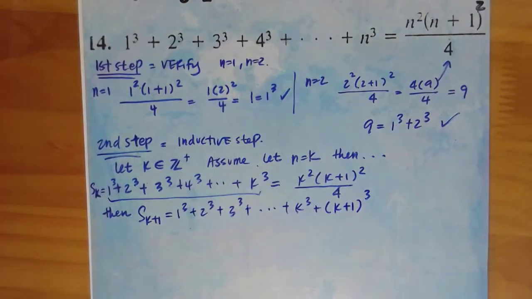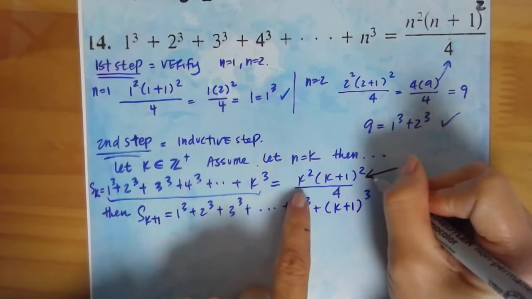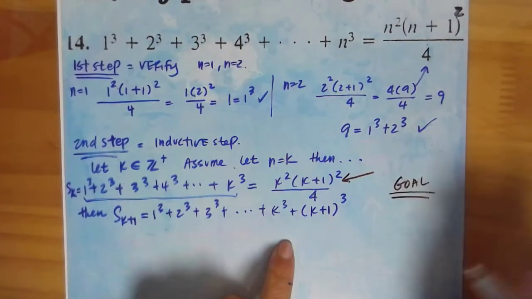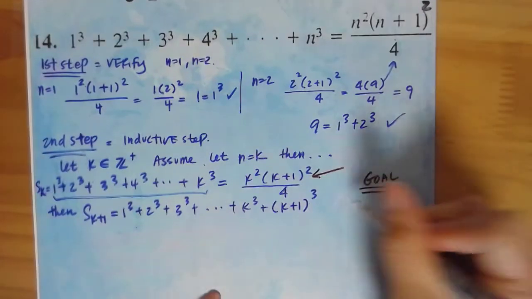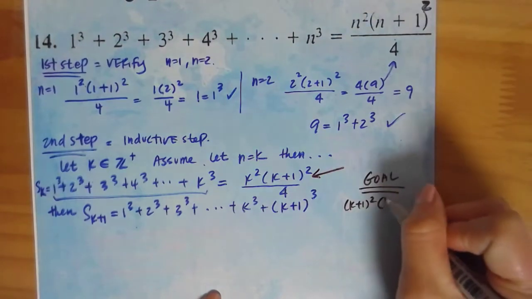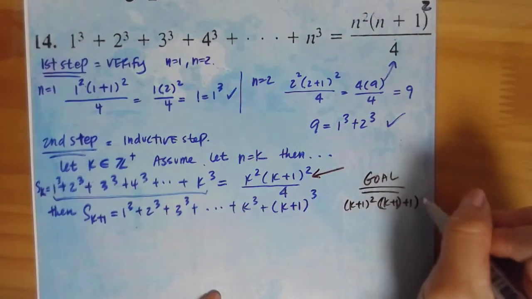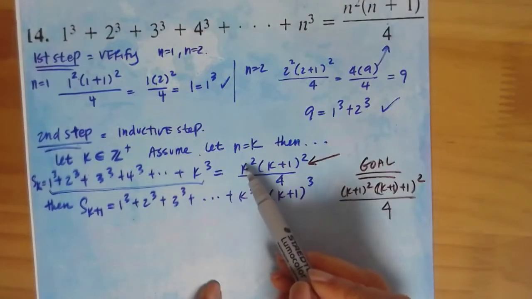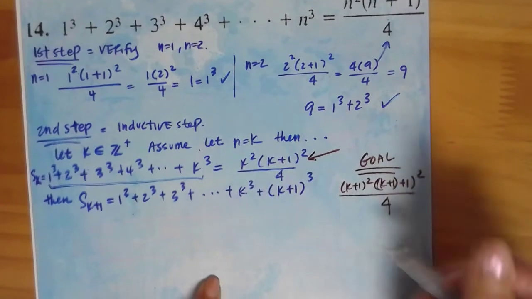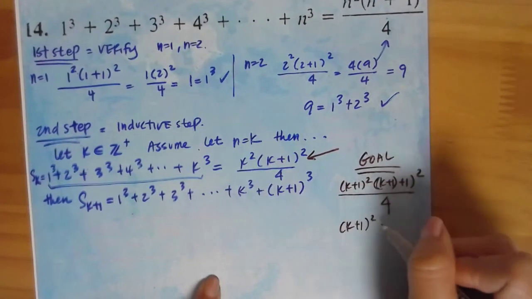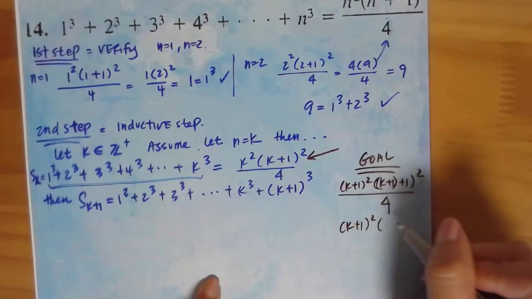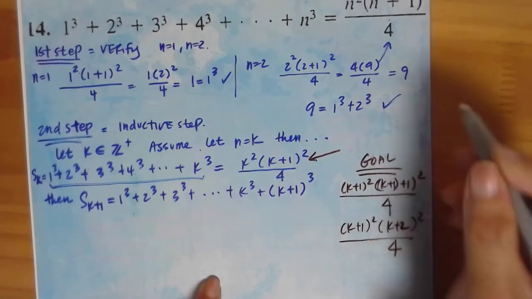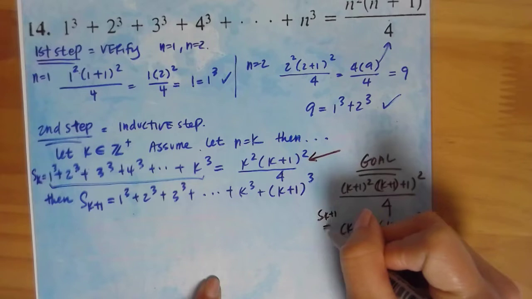But here is a good place to stop, because we know that we've proven this, but we don't know that it's true for k plus 1. So we're going to write our goal here. Let's write our goal. Our goal should be using our formula, right? So our goal should be k plus 1 squared times k plus 1 plus 1 squared over 4, because instead of n squared or k squared, we're going to put k plus 1 here and k plus 1 here. So this is k plus 1 plus 1, so it's k plus 2 squared over 4. This is our goal, that S sub k plus 1 is going to equal this.